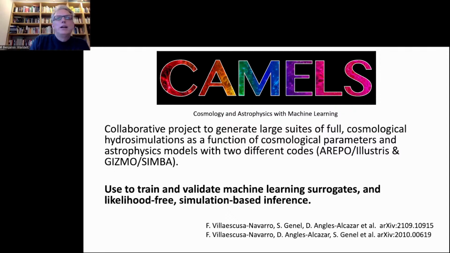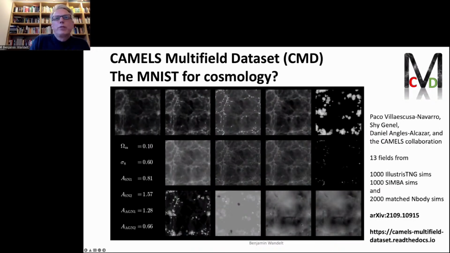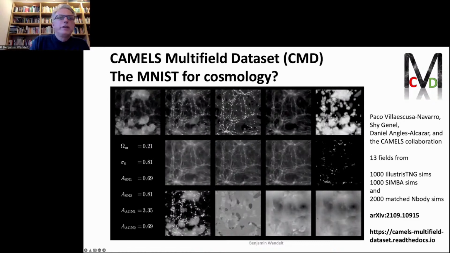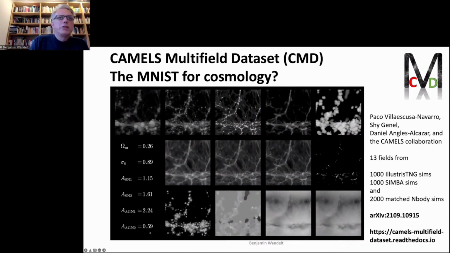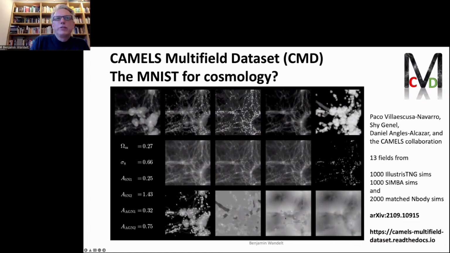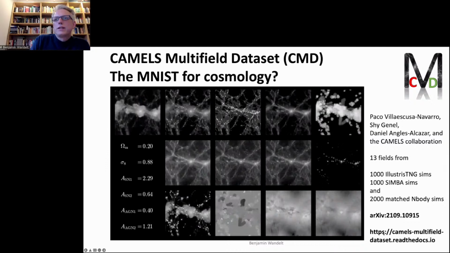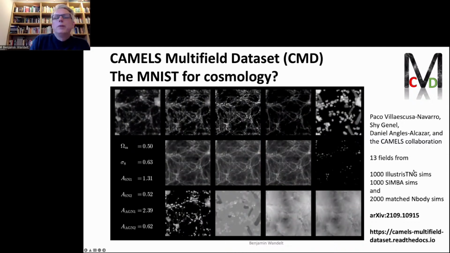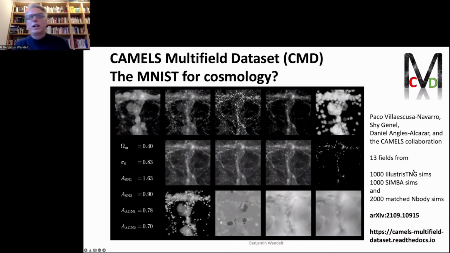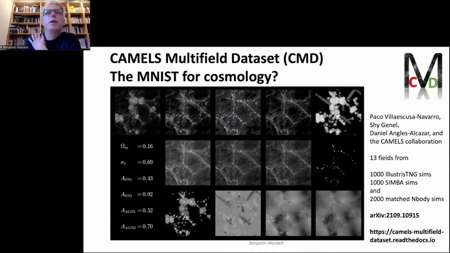Cosmic Web, which we've made publicly available. So this is led by Paco Villaescusa-Navarro and Shy Genel, Daniel Anglés-Alcázar at the Flatiron and Columbia and Berkeley. Here are examples that we get from all kinds of observables. So this produces 13 different fields for all kinds of different cosmological parameters and simulation parameters, for different feedback parameters. And you can look at these data sets. Here's the website, and use that to train your own machine learning algorithms or do astrophysics with them.